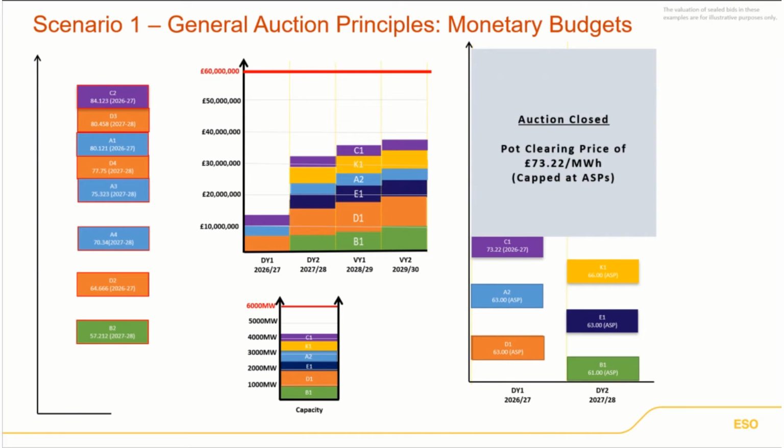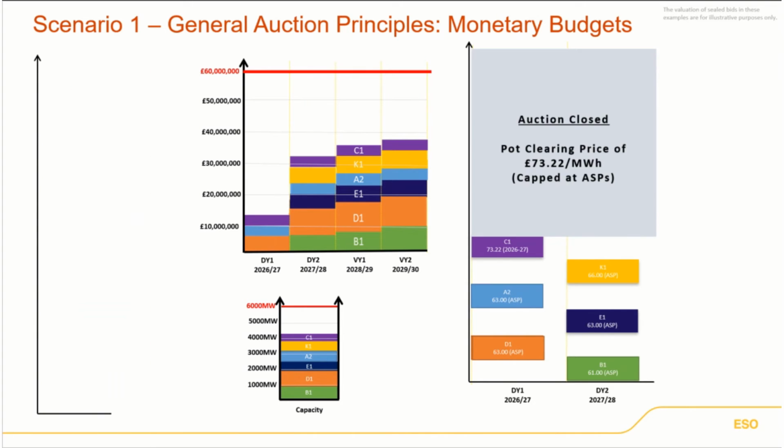The final clearing price of the auction is £73.22 per megawatt hour, subject to the ASPs for technologies B, D, E, A, and K. The clearing price is set for the pot regardless of the delivery years. All other bids are now removed, and that's the end of scenario 1.